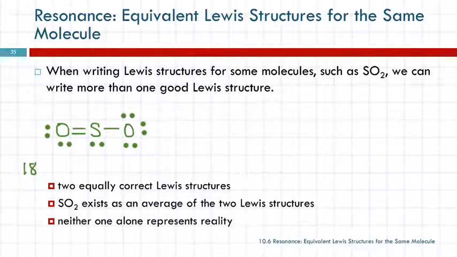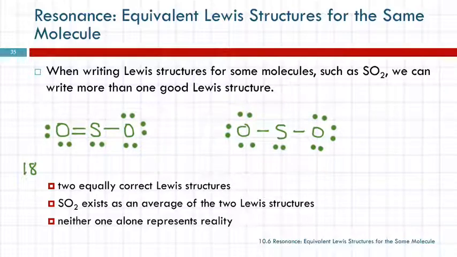But what if we picked the other oxygen? So let's draw that over here. This is what I had before, and now we're going to pick the other oxygen to share. So I'm going to take a lone pair from the one on the right and cause it to be shared with the sulfur. So in a way, these two structures are the same, right?